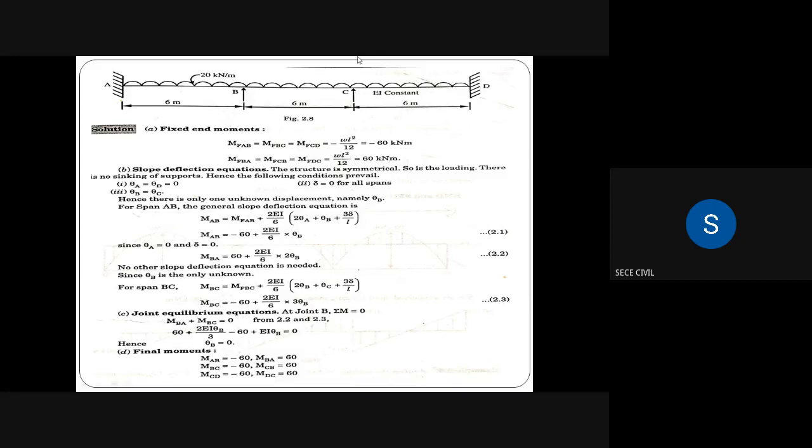So next problem. It is a continuous beam. Both the supports A and D are fixed supports. It is a three-span continuous beam: span AB, span BC, and span CD. The end supports A and D are fixed, and we have a UDL throughout all the spans.